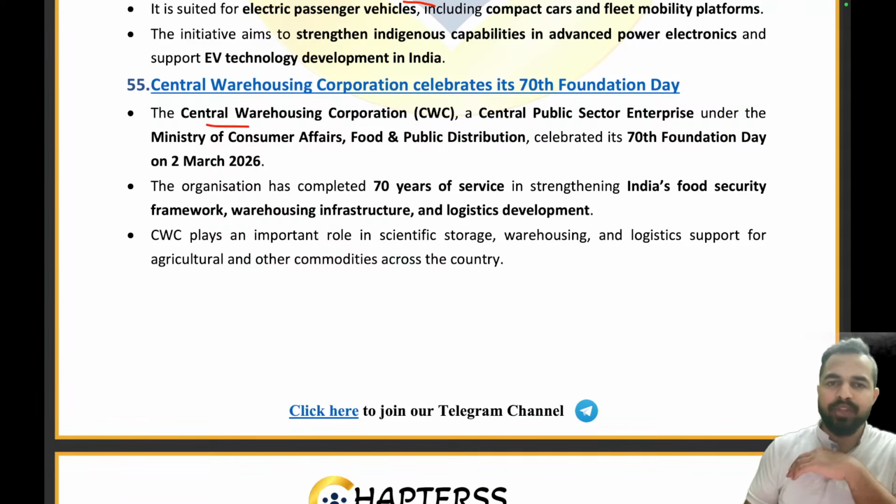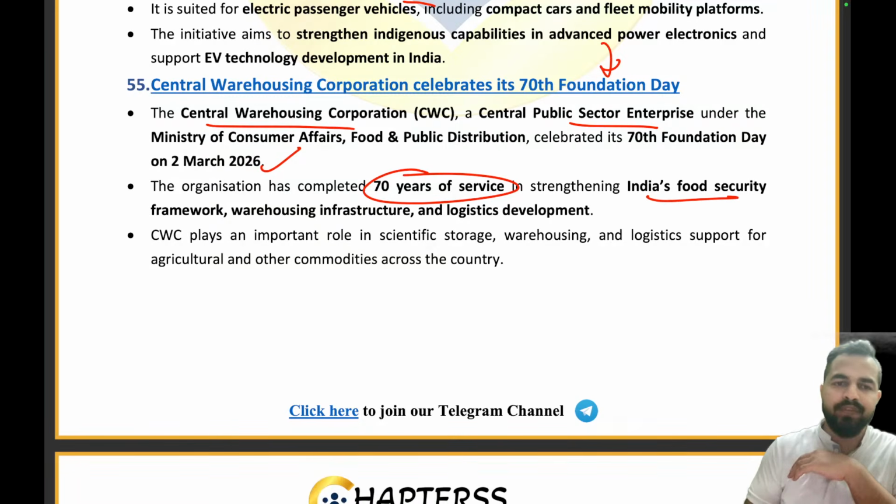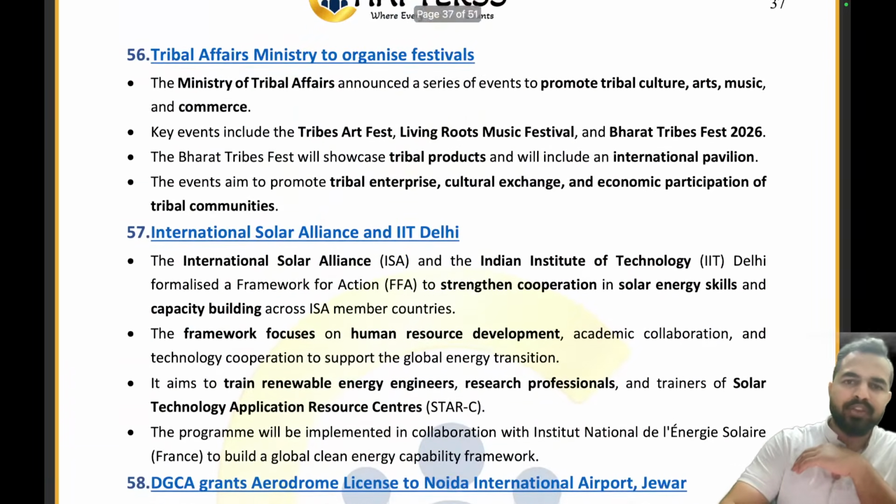Moving ahead, Central Warehousing Corporation, which is a Central Public Sector Enterprise, has celebrated its 70th Foundation Day on 2nd March 2026. 3rd March is World Wildlife Day, right? The organization has completed 70 years of service in strengthening India's food security framework, warehousing infrastructure and logistics development. That's all, my dear friends.